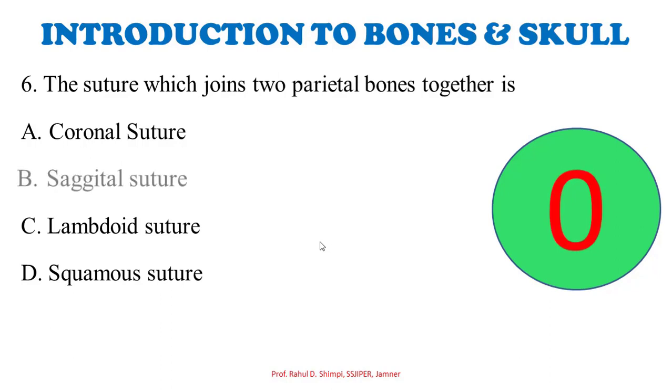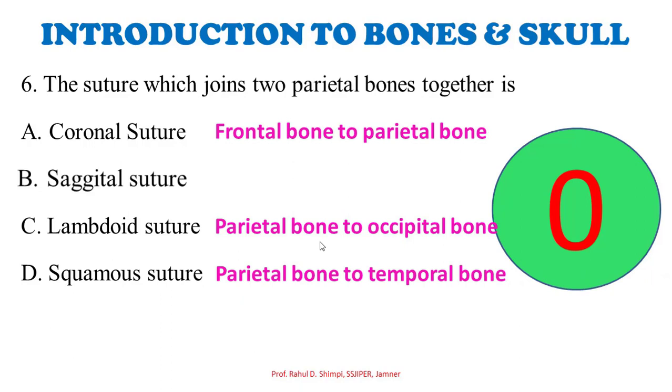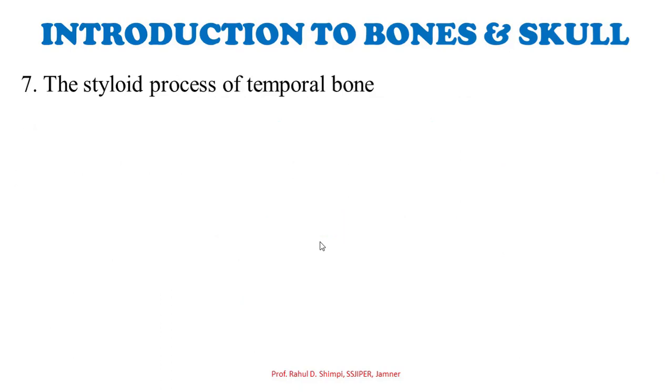So the correct answer is sagittal suture. This question can also be asked for the remaining options, so we should also know the additional information regarding this question. The coronal suture helps to join frontal bone to the parietal bone. Lambdoid suture helps to join parietal bone to occipital bone, and squamous suture joins parietal bone to temporal bone.